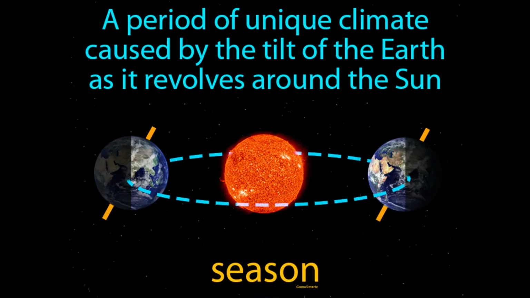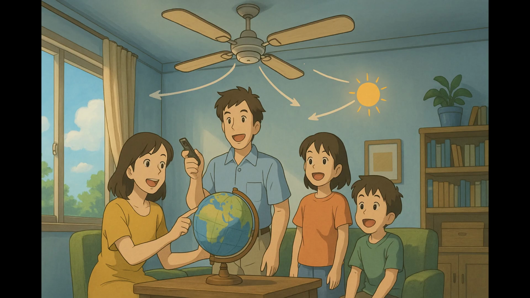A period of unique climate caused by the tilt of the Earth as it revolves around the Sun. Season. Seasons are the four divisions of the year, marked by changes in weather and daylight, resulting from the Earth's tilt and orbit around the Sun. Imagine trying to stay comfortable when you have a fan blowing directly at you from different angles.